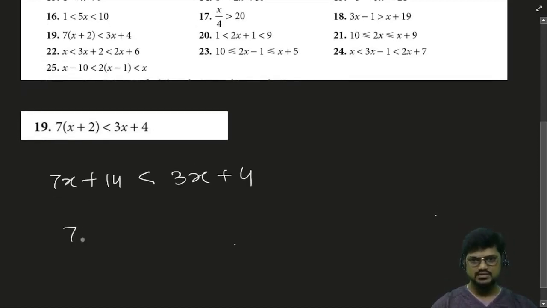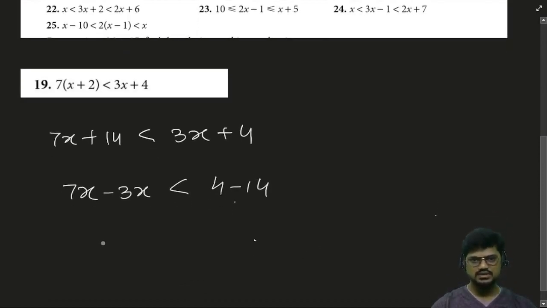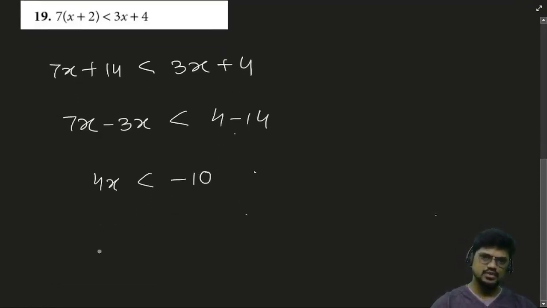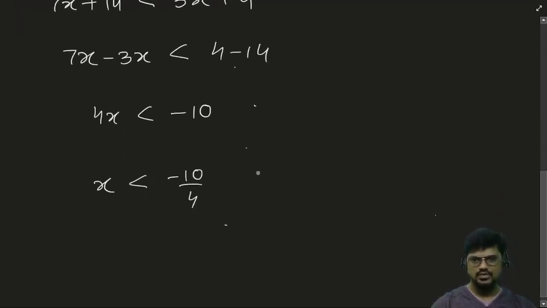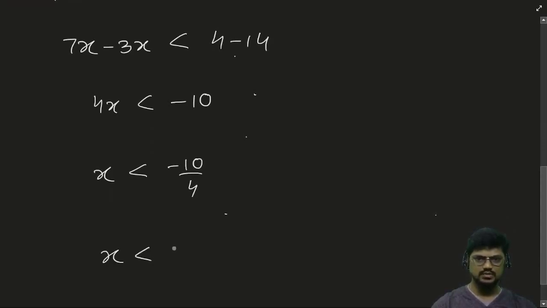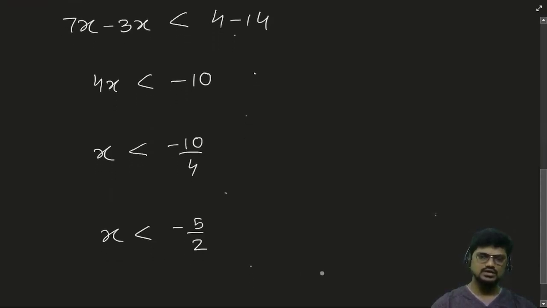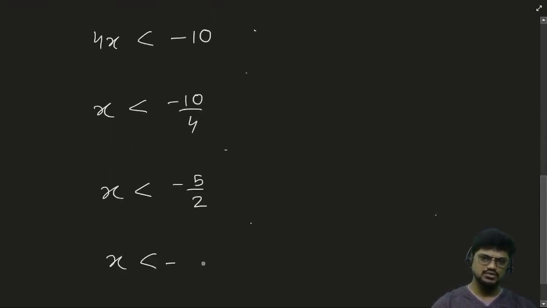So 7x minus 3x will be less than 4 minus 14. 7x minus 3x is how much? 4x. 4 minus 14 is how much? Minus 10. So x will be less than minus 10 by 4. So x will be less than minus 5 by 2. You can say x will be less than minus 2.5.